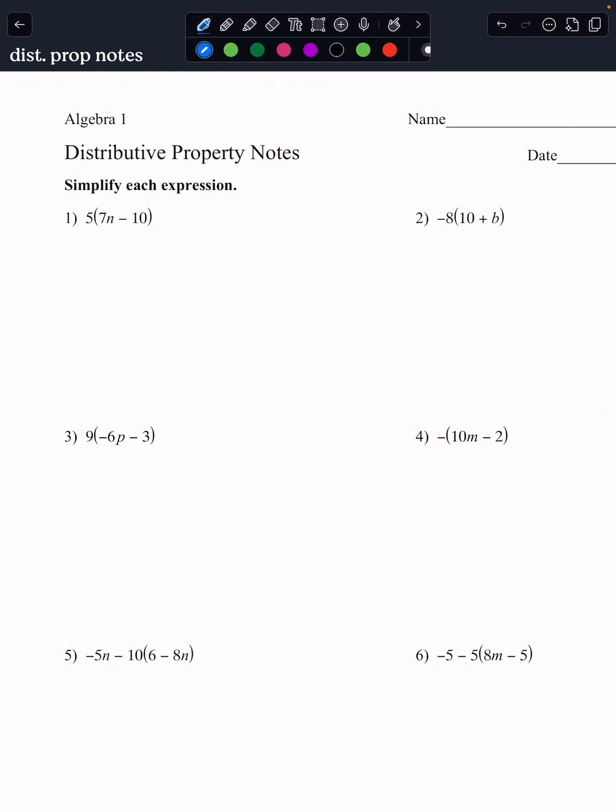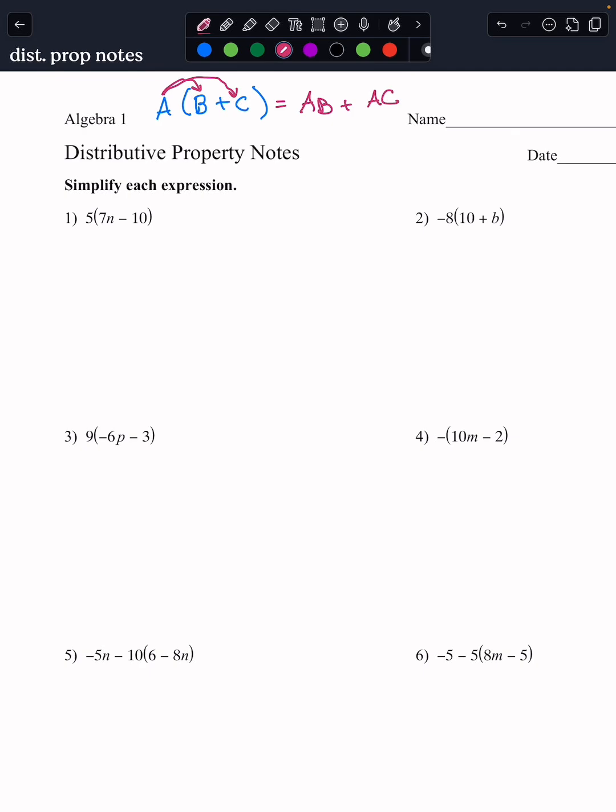The distributive property is I have a letter, I have something on the outside of parentheses, and I have two things on the inside, right? And what ends up happening is I multiply whatever's on the outside to what's on the inside. Okay, so let's get into some examples so this makes a little bit more sense.